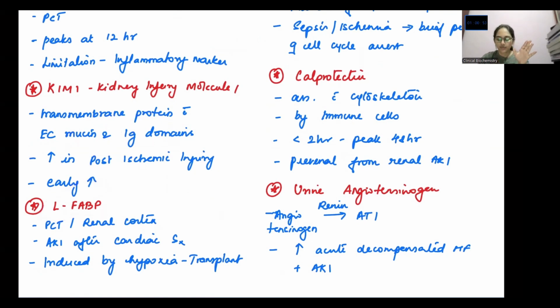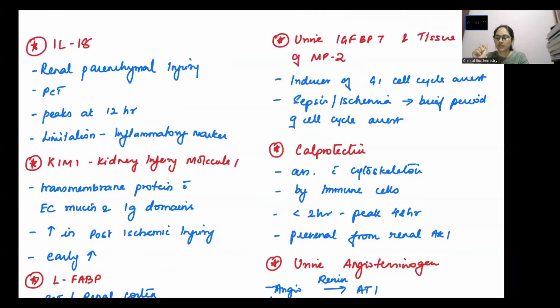Next marker is liver type fatty acid binding protein. It is mainly produced by the renal cortex, by proximal tubules. After cardiac surgery, there can be development of acute kidney injury, so for those cases this molecule is helpful. And this is induced by hypoxia. So after a transplant, if the kidney has undergone hypoxia, it can be detected earlier by this marker. This is the uniqueness of this marker.